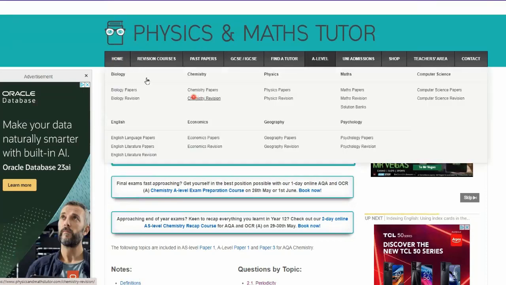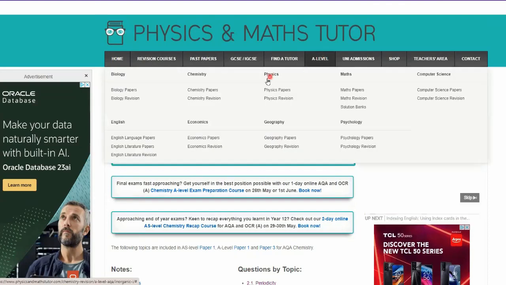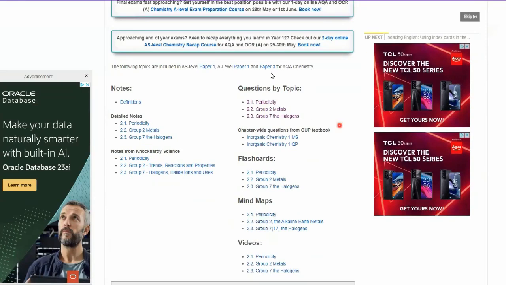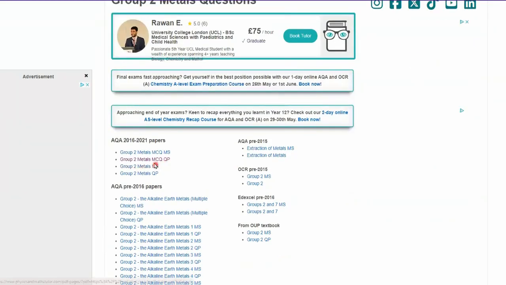You can find that by clicking on A-Level on the Physics and Maths Tutor site, clicking on Chemistry Revision, then hitting Inorganic Chemistry 1, which is for the AS students, and then you scroll down and pick Group 2 Metals, Questions by topic. And then I'm going to look specifically today at the MCQ, which is the multiple choice questions.